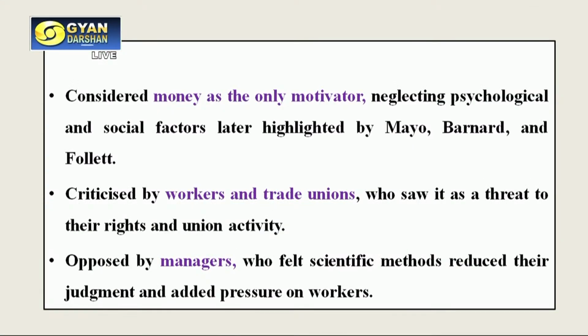Because of the time and motion study and the differential piece rate system, people sometimes used to overwork, and it created unhealthy practices, and the human being was treated as a machine. And in the differential piece rate system, money is the only motivator, so it neglected the social and psychological factors. This was pointed out by Elton Mayo, Barnard and Follett.